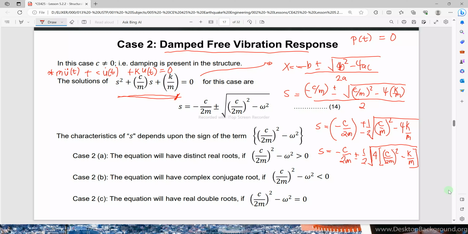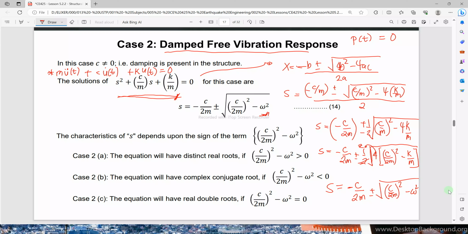So the square root of 4 is just 2, so eventually the 2 cancels directly. When 4 comes out of the square root, it becomes 2, and the 2 cancels. The resulting solution will have s is equal to negative c over 2m plus or minus the square root of c over 2m squared minus omega squared, because k over m is omega squared.